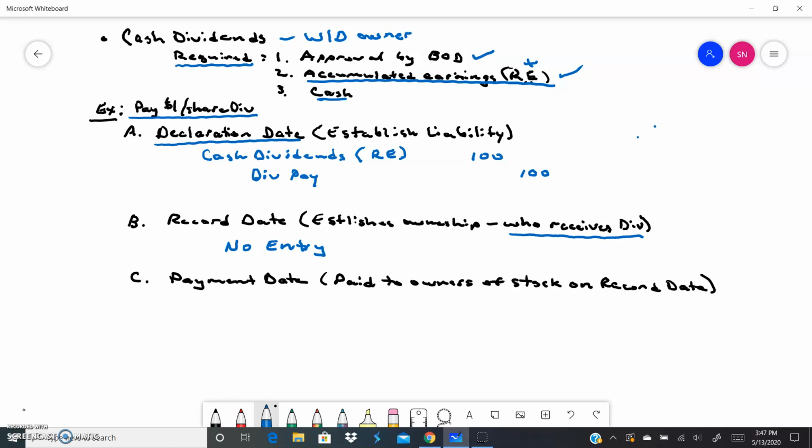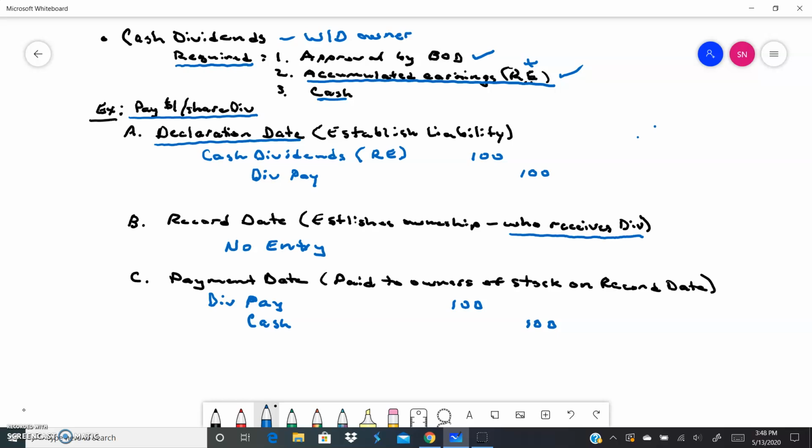Anyway, so on the payment date, what we're going to do is actually pay the dividend. So the entry is pretty straightforward. We're just going to debit dividends payable and credit cash, assuming we find everybody's address, we know where everybody is, and we pay out the full amount of the dividends for $100.